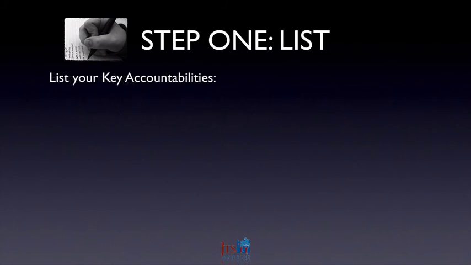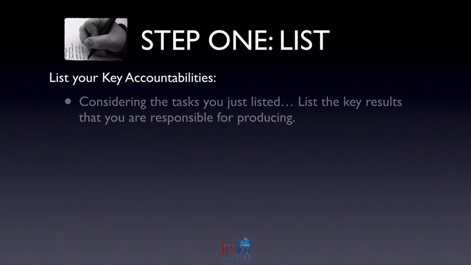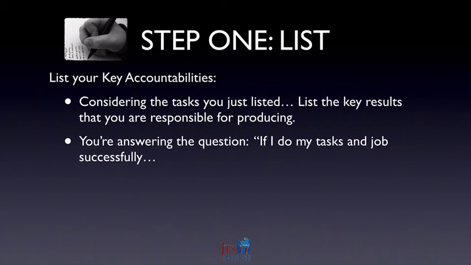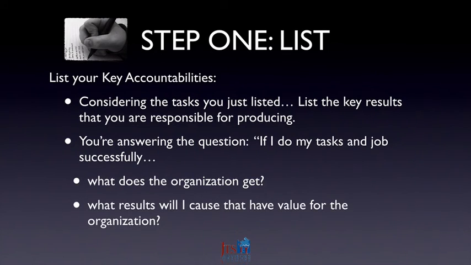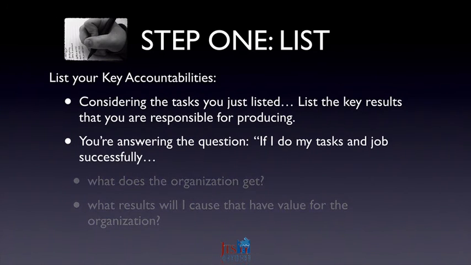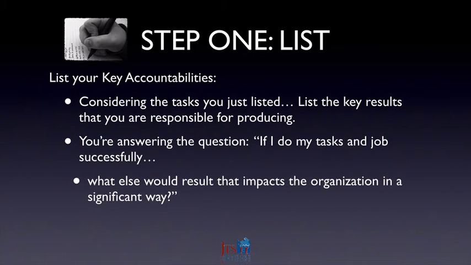Once you've listed all these tasks, you've done a full brainstorm on this, then you're going to start moving to key accountabilities. Considering the tasks that you just listed, list the key results that you're responsible for producing. You're thinking about, wow, I'm doing all these different things, but what's the result that those things ultimately produce for the organization? You're really answering the question, if I do my tasks and my job successfully, what does the organization get? What results will I cause that have value for the organization? And what else would result that impacts the organization in a significant way?